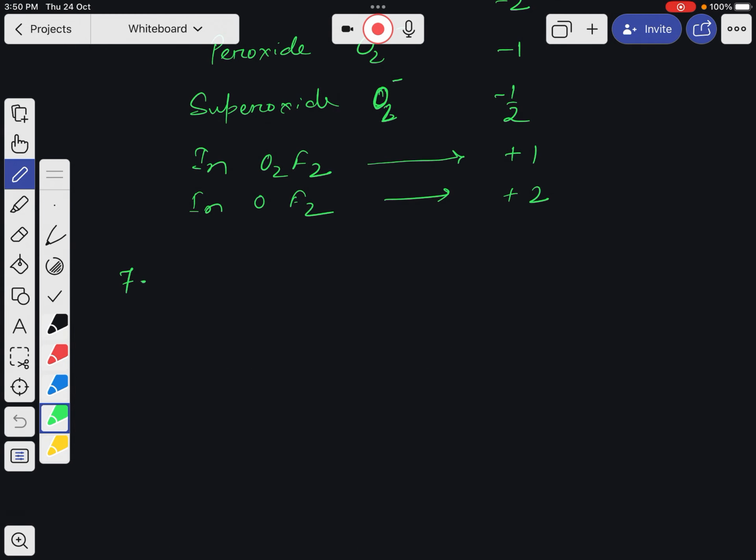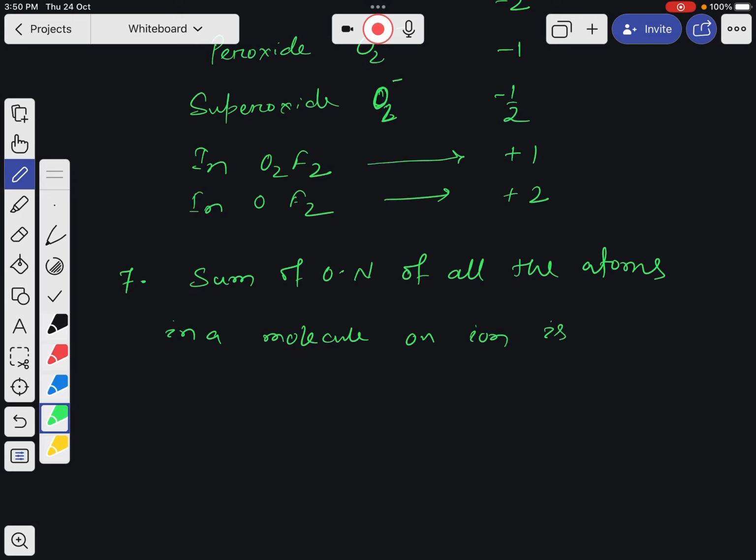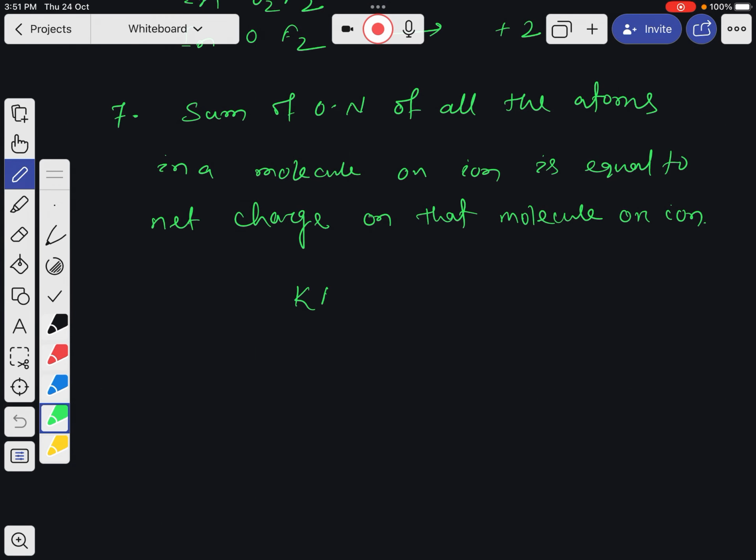Then the next rule: the sum of oxidation numbers of all the atoms in a molecule or ion is equal to the net charge on that molecule or ion. Consider the example KMnO4. For potassium the oxidation number is +1, for manganese you don't know, so X, and 4 times -2 for oxygen, equal to 0. So the oxidation number of manganese is +7.